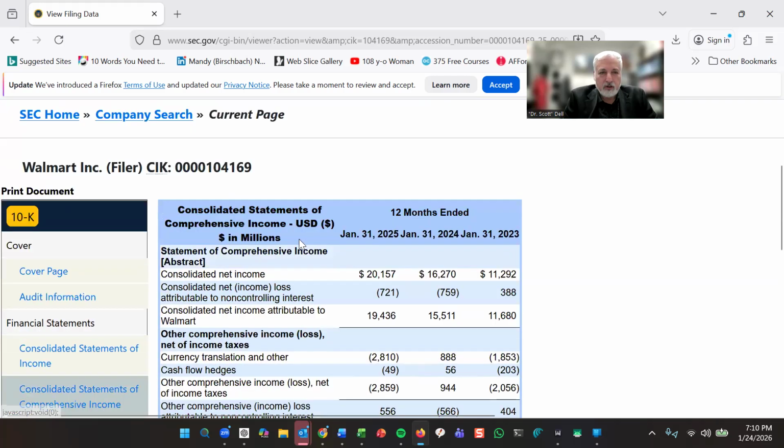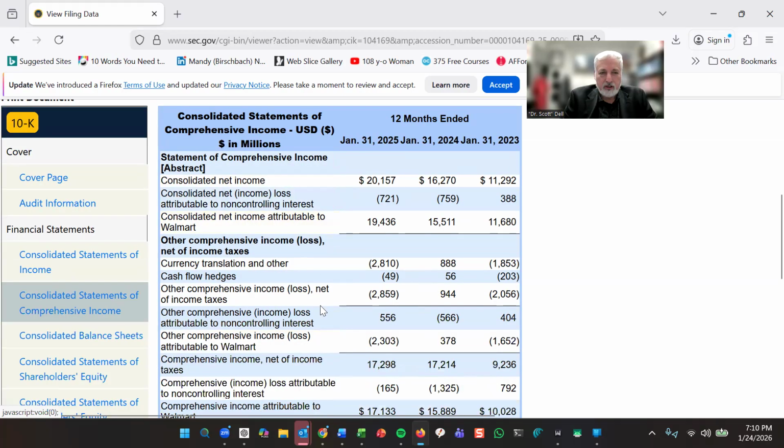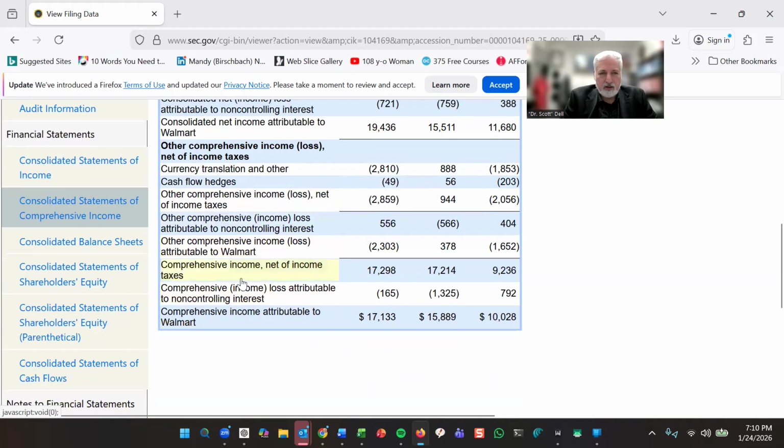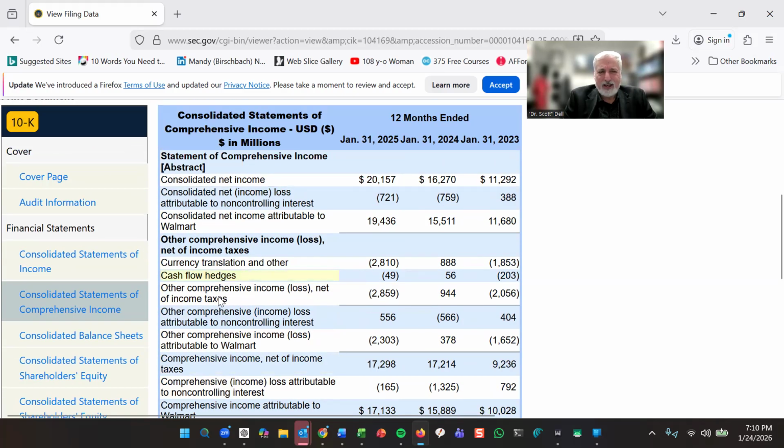Well, there is my consolidated statement of comprehensive income. First of all, it starts with net income. That's not the income statement I'm thinking of. Net income attributable to noncontrolling interest, currency translation and other, cash flow hedges, other comprehensive income, OCI. Well, this does not look like the income statement I really want. Sometimes, by the way, you'll see a statement of operations, sometimes a statement of income, sometimes a profit and loss statement. We got a bunch of names.